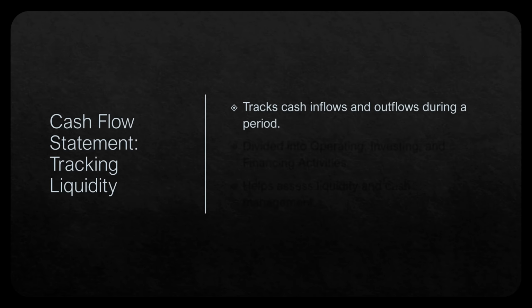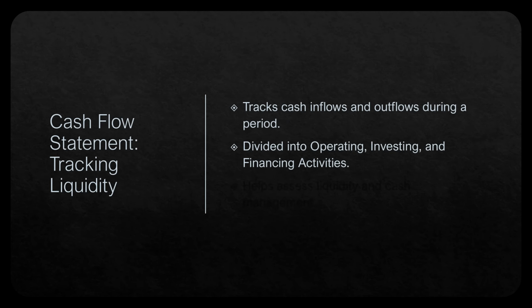And now our next statement is the cash flow statement. The cash flow tracks the cash inflows and outflows during a period. It is divided into operating, investing, and financing activities, and helps assess liquidity and cash management. Liquidity is equal to how much cash. When someone says a company is liquid, that means they have cash in the bank. When a company is illiquid, it means they do not have enough cash in the bank to maintain operations.